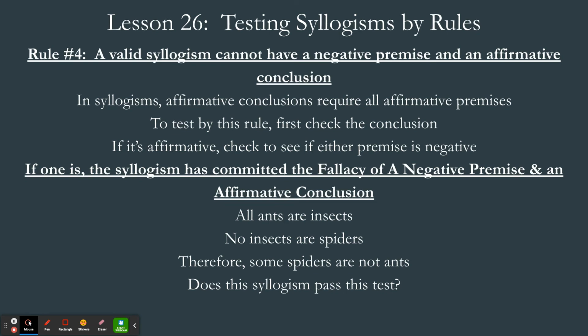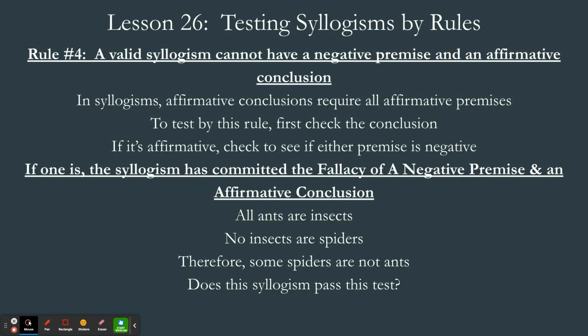So, can it break this rule? No. It can't break this rule because the rule is it can't have a negative premise and an affirmative conclusion. This has a negative conclusion, so it can't break rule number 4. So does it break rule number 4? Nope. So we are now 4 for 4.